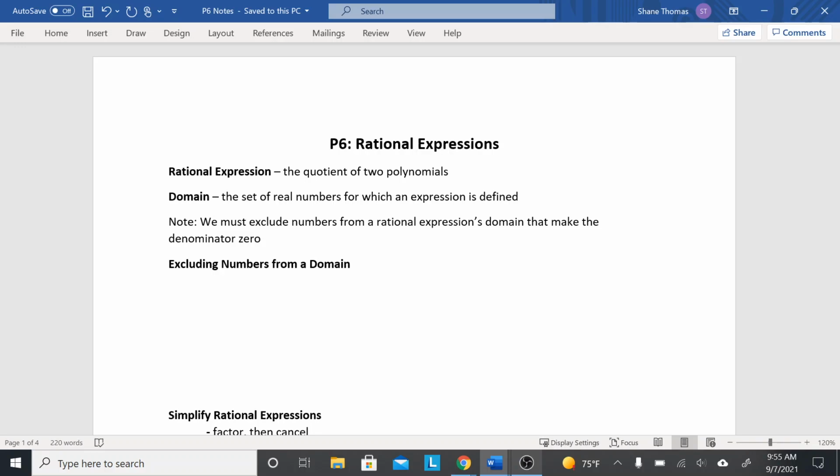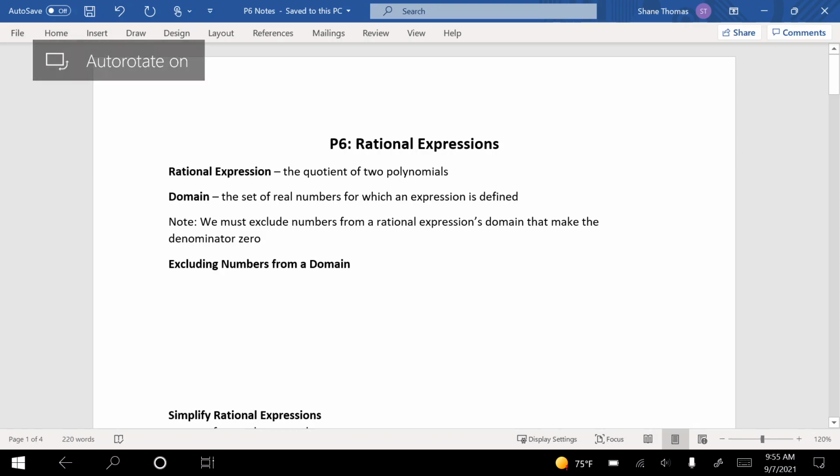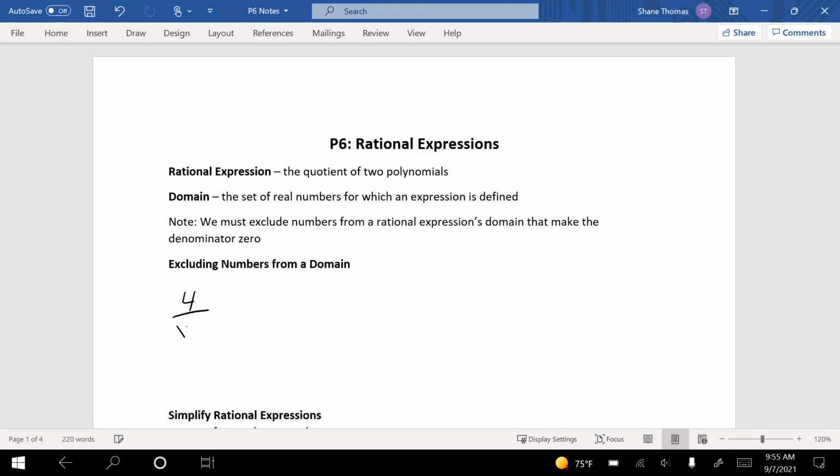So the first thing we want to do is try a couple examples excluding numbers from a domain. Which numbers would not be part of this expression? I don't have any examples written up, so you have to write them. If I have 4 over x minus 2, I cannot have a 0 at the bottom of my fraction. So what value gives me a 0? 2. X cannot equal 2.